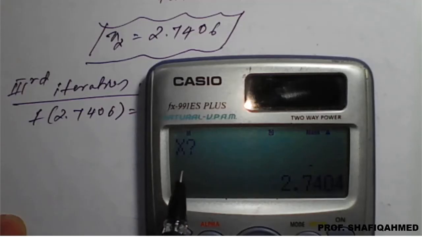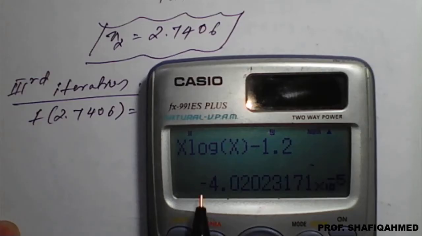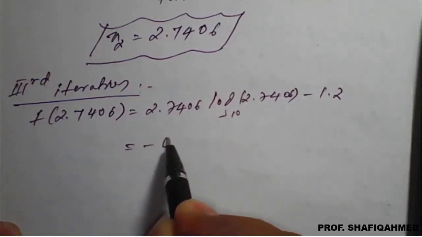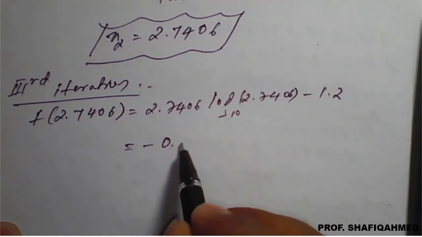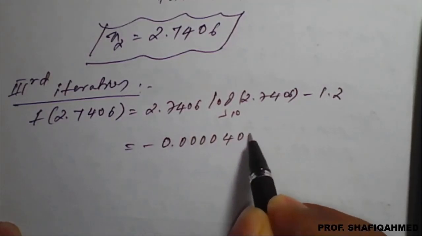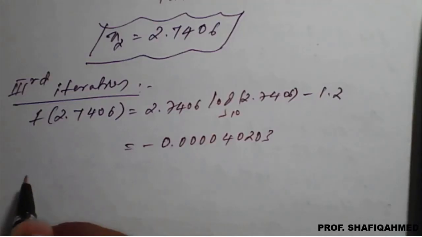Go for the calc option, x value you apply 2.7406 and the equal to sign, you will get the function value, again coming negative. That negative value is minus 4.02023, so on, into 10 raised to minus 5. I'll rearrange and write, so it will be minus 0.000040203, so on.